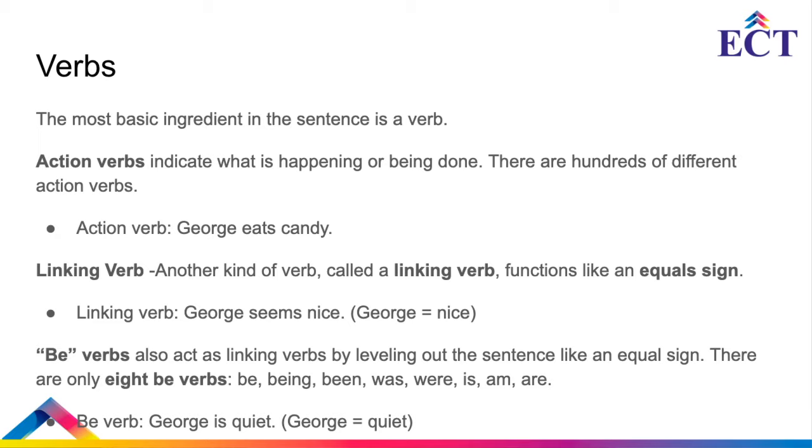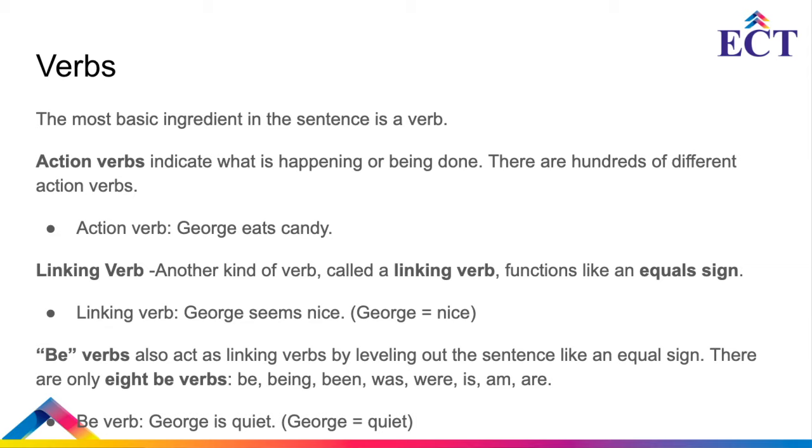Verbs. So the most basic ingredient in a sentence is a verb. In fact, you cannot make a sentence without a verb. Verb has to be there, right? So action verbs indicate what is happening or being done. There are hundreds of different action verbs, right? In fact, thousands of verbs. Action verbs like George eats candy. Eats is an action verb, right? It denotes the action, the things which are happening.